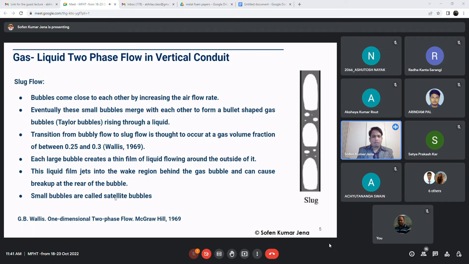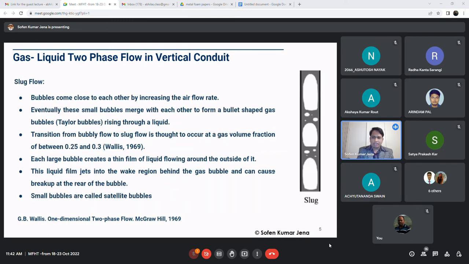So what is slug flow? This phenomenon is totally called slug flow. In slug flow, there is a Taylor bubble that moves at the center of the pipe. Around the Taylor bubble, there is a liquid film that sticks to the wall of the conduit. There are also some small bubbles, called satellite bubbles, right? We will study details about this Taylor bubble in the subsequent slides, and today we'll focus on how to computationally model this slug flow using ANSYS Fluent, right?